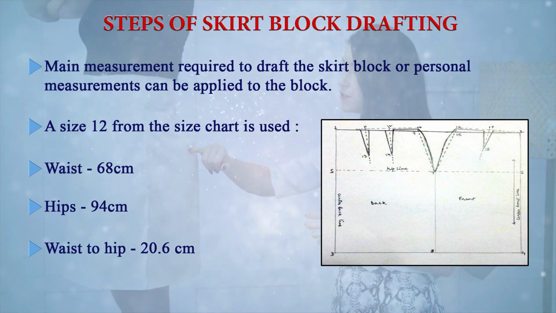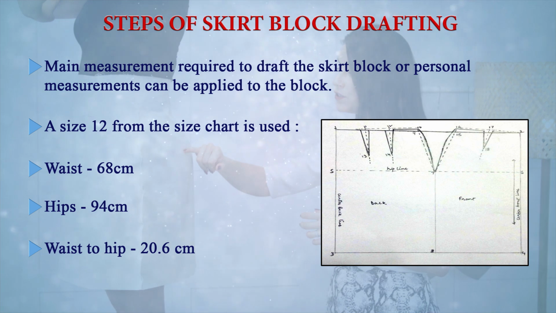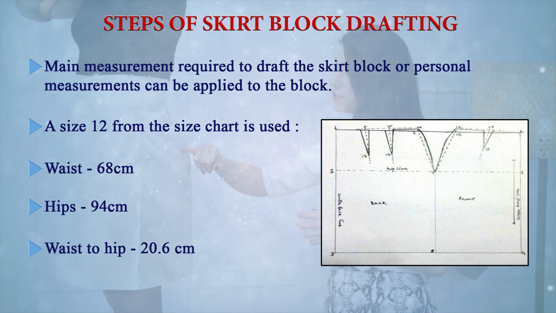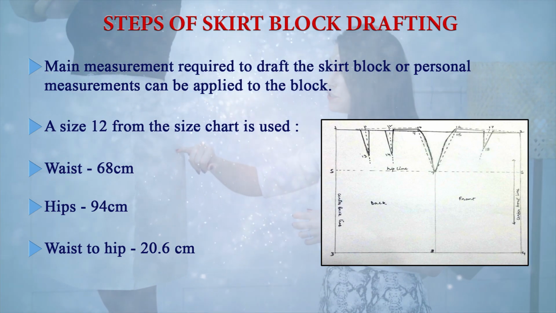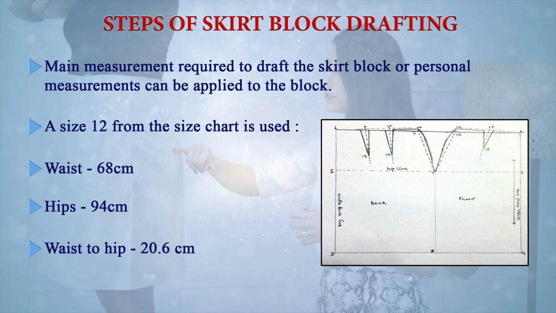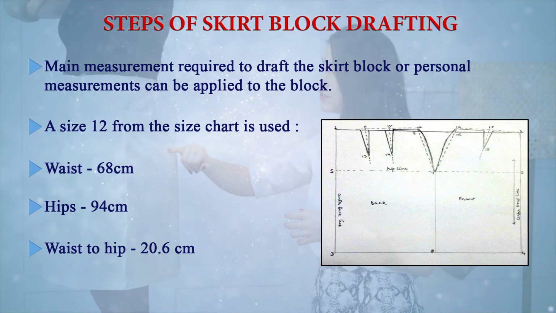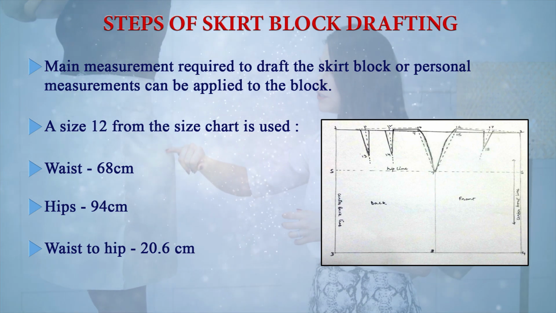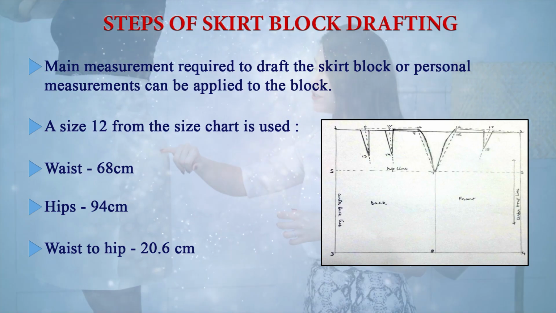This is how your first draft of the pattern will look. A rectangle shape you will draw, and from the waist to hip measurement first marking, then the hip line you will draw, and the dart you will put on the measurement by following the steps, and finally you will get the skirt block done like this. So this was all about the method of creating the basic bodice, sleeve and skirt block.